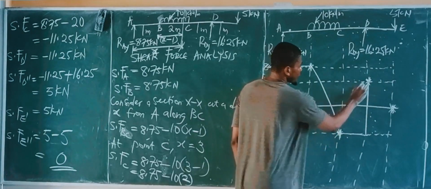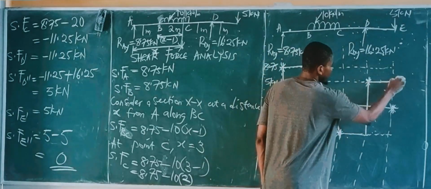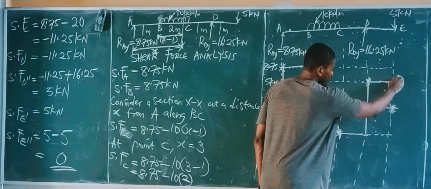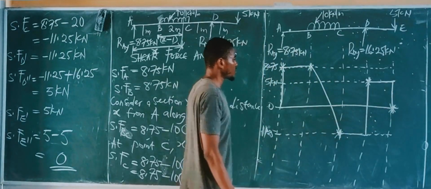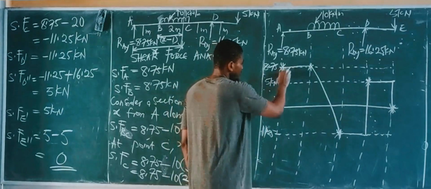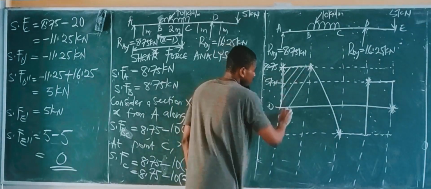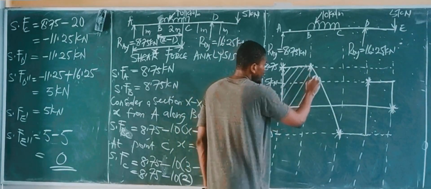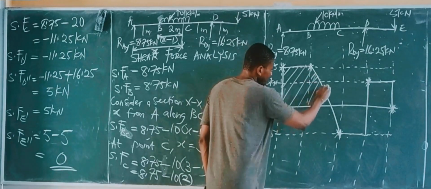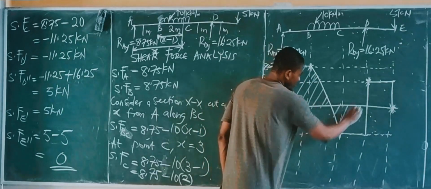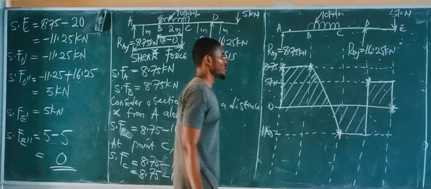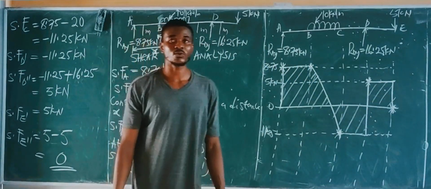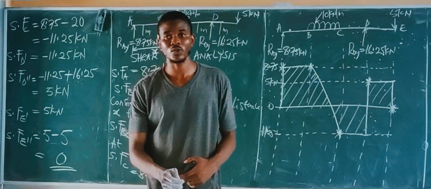This same force moves from point D down to point E before it encounters the downward force, which actually brought it towards 0. So we simply have this shape. That's what the shear force diagram for that beam looks like.